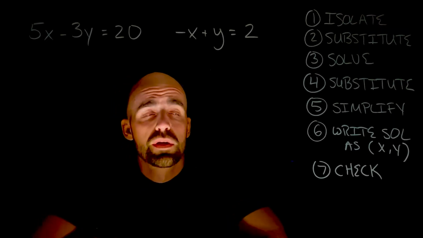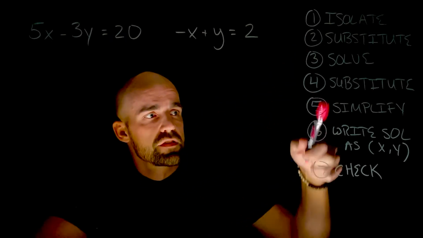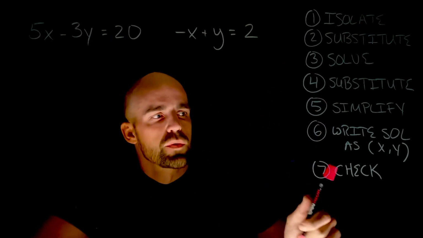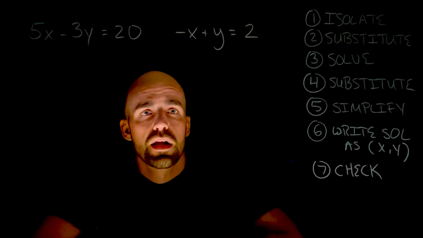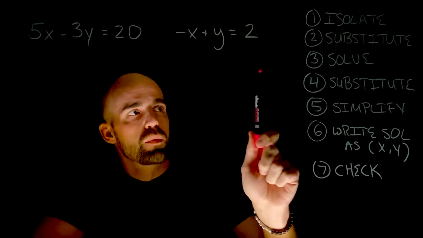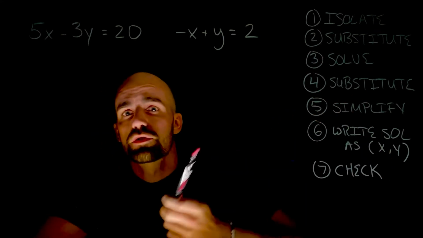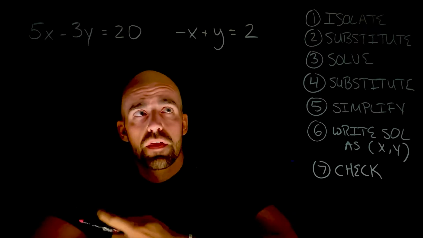Okay, so we're going to go ahead and do an example of the substitution method. So I've got our 7 steps that we're going to do over here. The last one is an optional step to check our work. We're going to start off with isolating a variable, and then we will use that variable we isolate to do our first substitution, which is why this method gets the name substitution method.